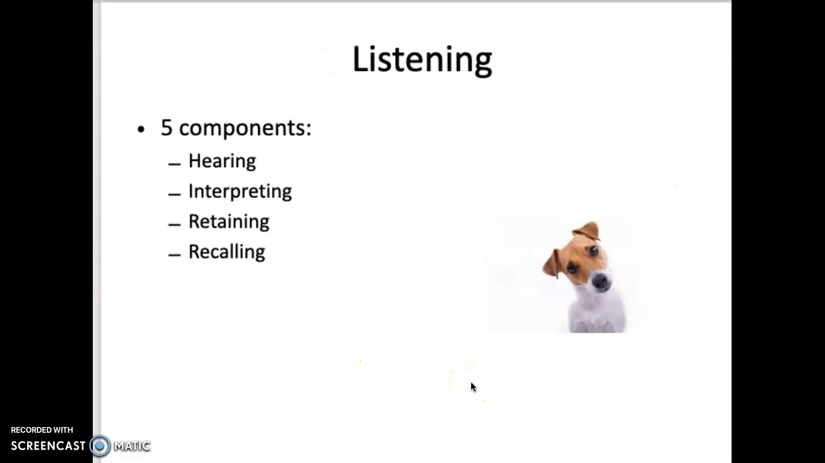Components of listening, which are in Chapter 4: hearing, interpreting, retaining, and recalling. Remember what people say after they say it. Super important. I like the dog picture here because when a dog tilts their head, they're listening. They're doing what they can from the perspective of hearing, interpreting, retaining, and recalling, although they don't often interpret what we say, but they try.